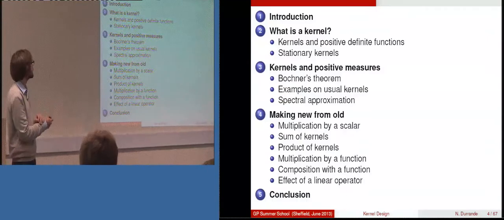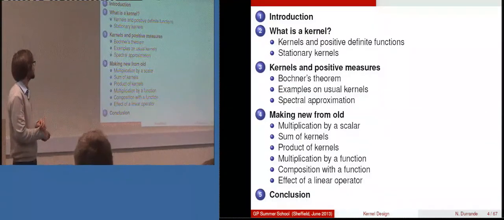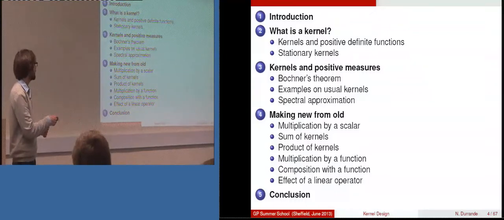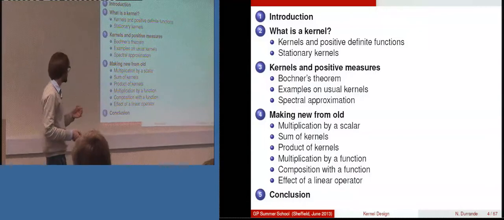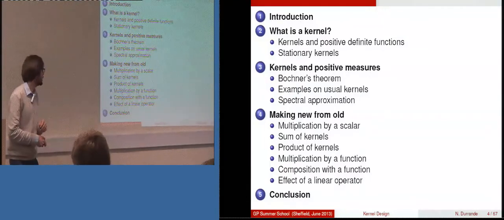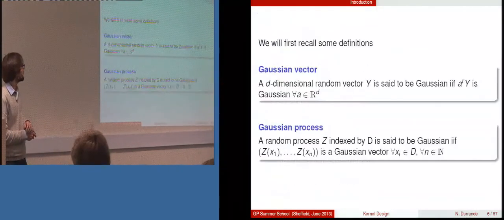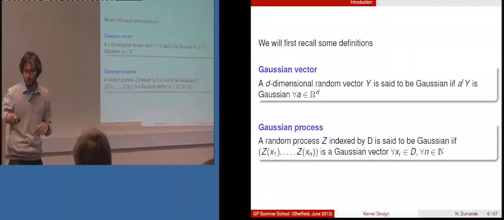So here's the outline for the talk. First introduction, then what's a kernel with some definitions, the link between kernels and positive measures, making new from old, so how can we transform existing covariance functions into new ones, and then I'll finish with a very short conclusion.